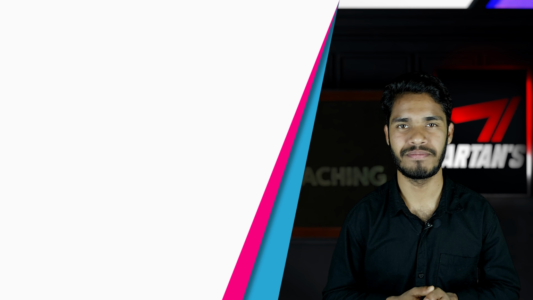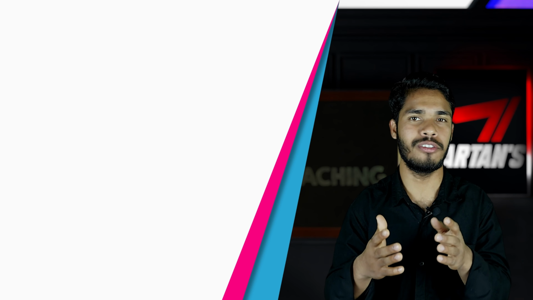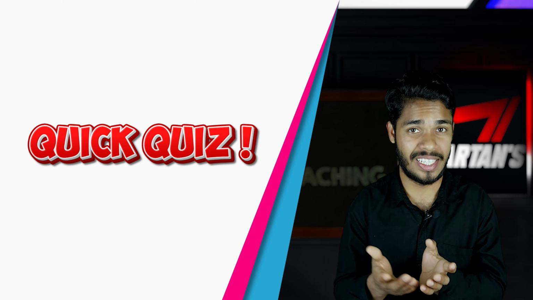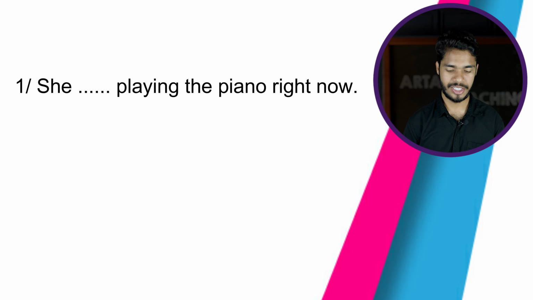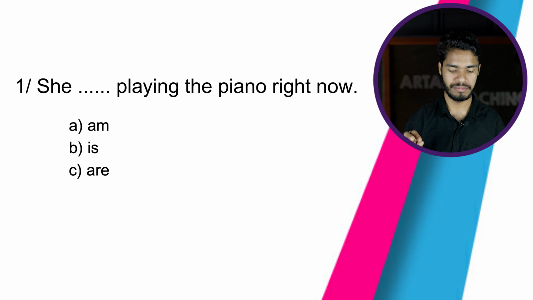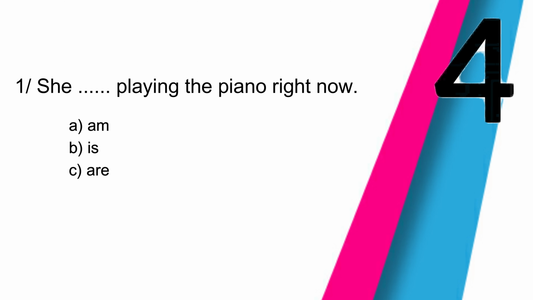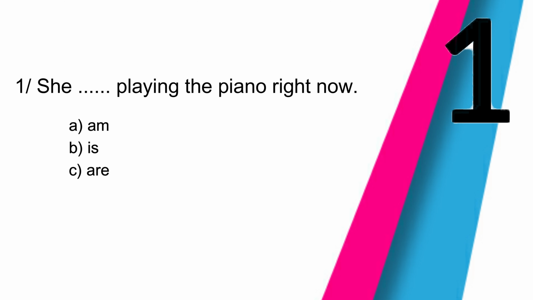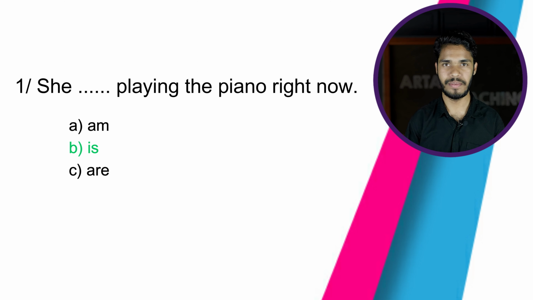Simple, right? And now, time for a quick quiz, quick challenges. Can you fill in the blanks? She ... playing the piano right now. Choose the correct auxiliary verb: am, is, are. The correct answer is is because she is third person singular number. So we can use is.